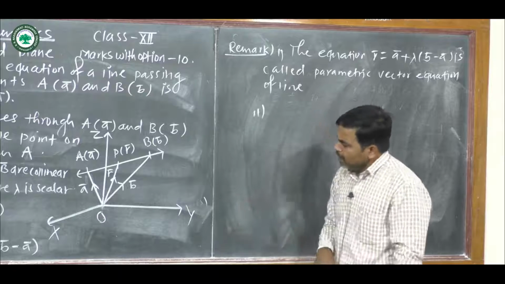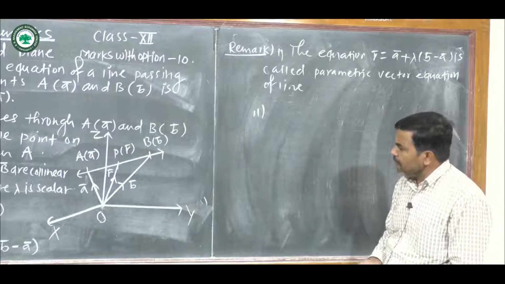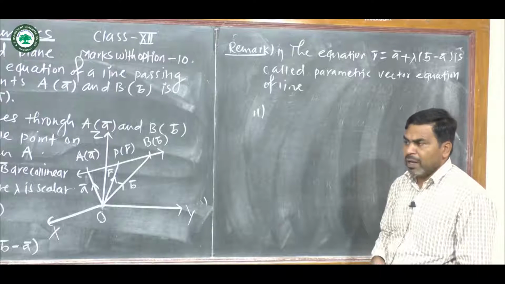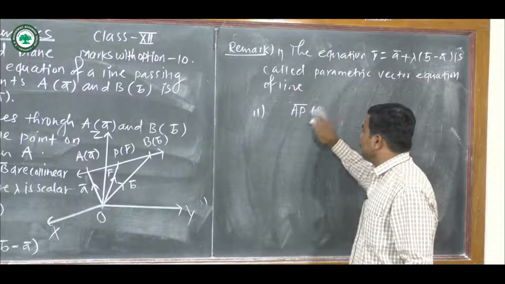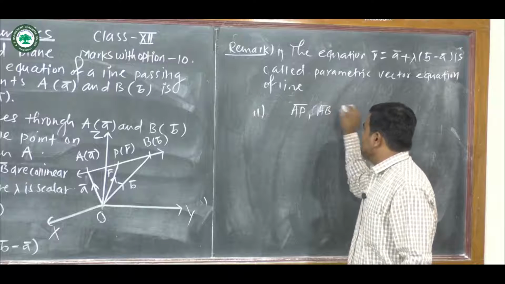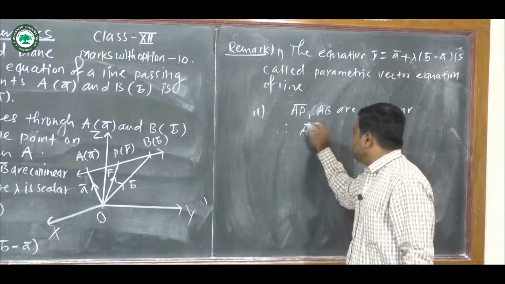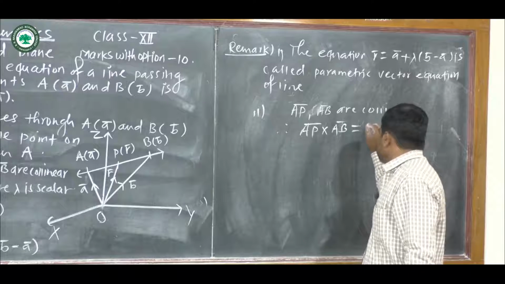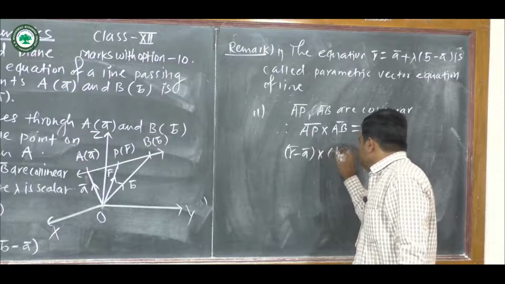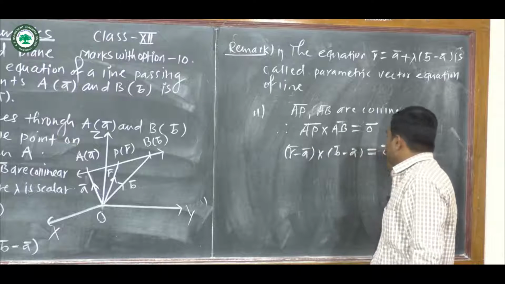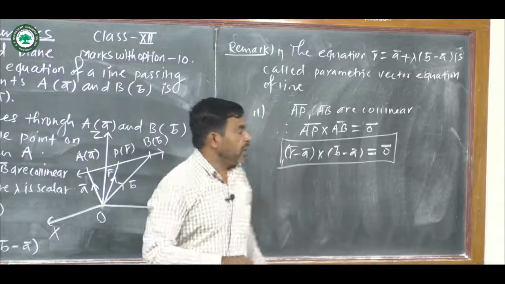Second remark: if you observe the figure, AP bar is parallel to AB bar. So AP bar is collinear with AB bar. So the cross product of AP bar and AB bar is 0 vector. It means (R bar minus A bar) cross (B bar minus A bar) is equal to 0 vector, and this equation is called the non-parametric vector equation.